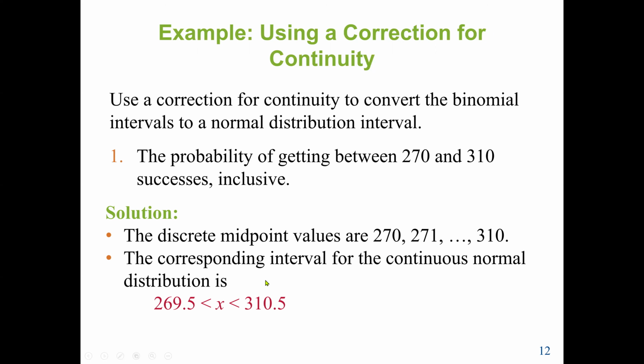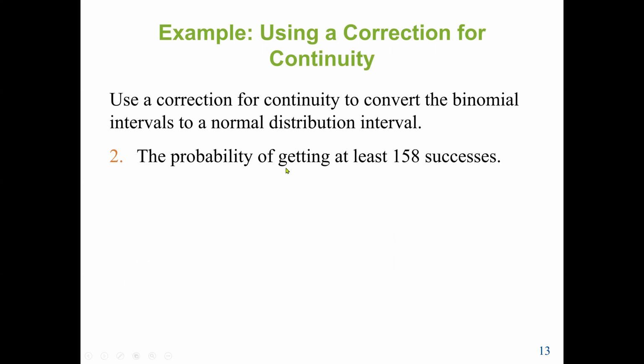Now, the corresponding interval for the continuous normal distribution is: we start at 270, so we go to the left, 269.5, and to the right 0.5 will be 310.5. And that's the whole concept we are trying to say here. Move 0.5 to the left and to the right.